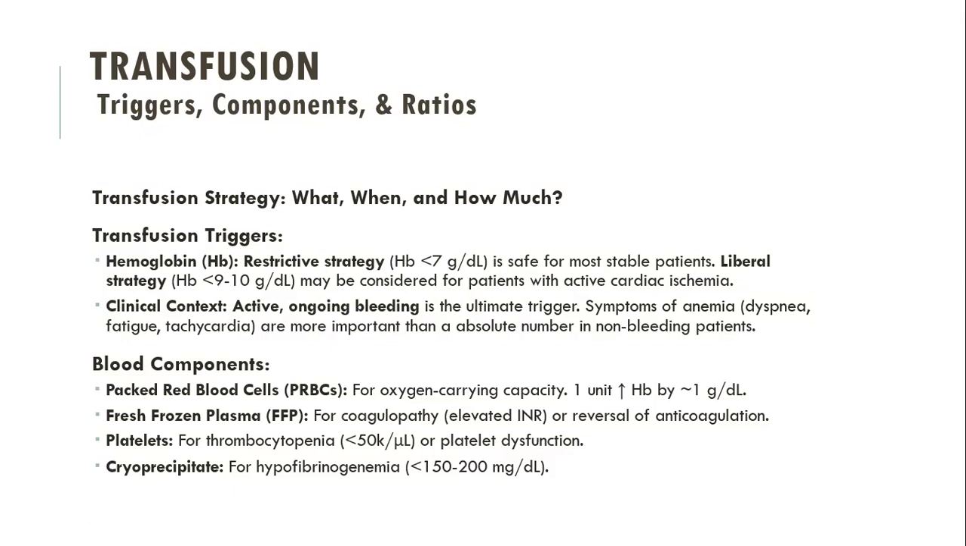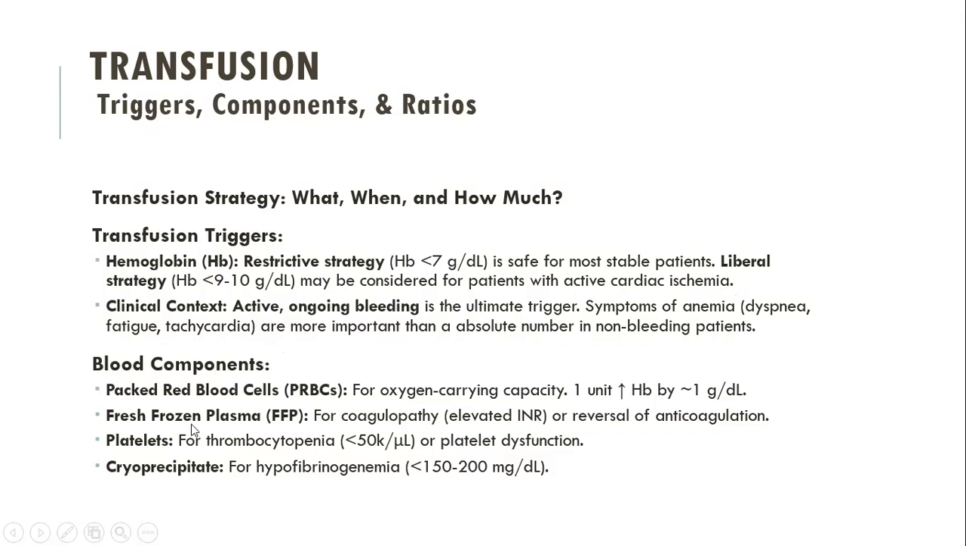In the restrictive strategy, HB less than 7 is safe for most stable patients for transfusion. In the liberal strategy, HB less than 9 may be considered for patients with active cardiac ischemia. In the clinical context, whenever there is active ongoing bleeding, that is the ultimate trigger. You have to transfuse the patient whenever there is active or ongoing bleeding. Or you are having the symptoms of anemia like dyspnea, fatigue, tachycardia. They are more important than absolute number in non-bleeding.